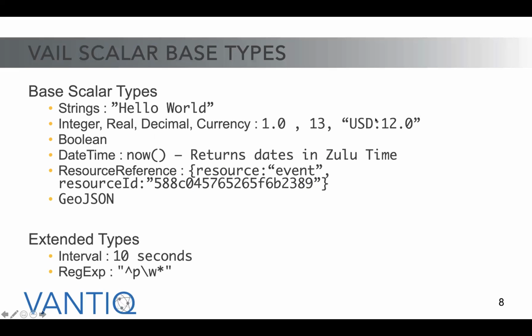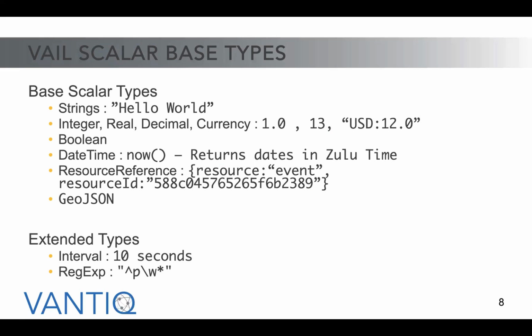Whenever you're talking about currency, it's almost like a string. You have to have the first three letters of the currency you're using. Boolean, true or false. Date time. Date time always has to be in the ISO type, ISO format.